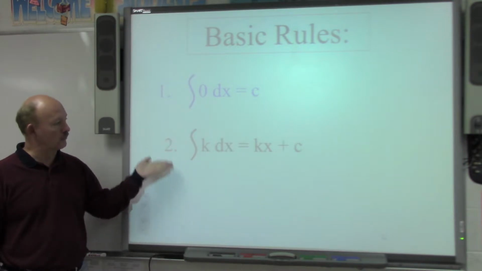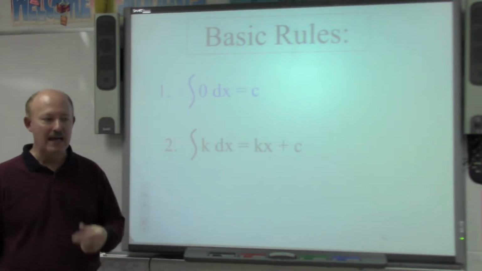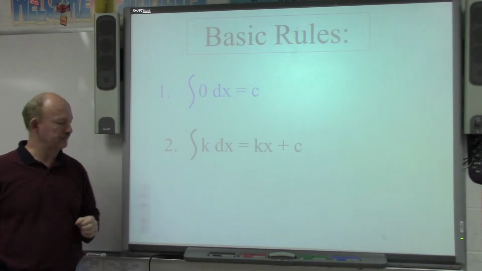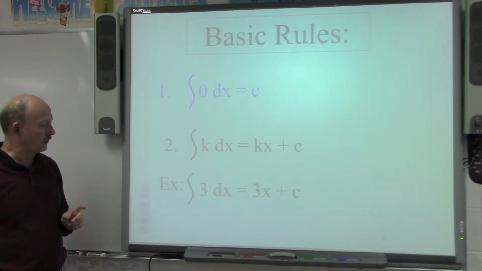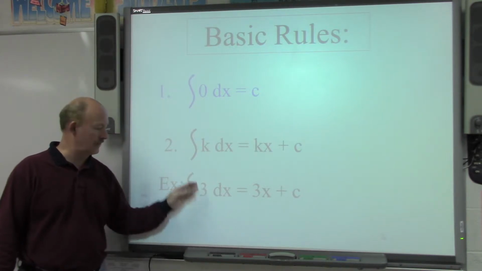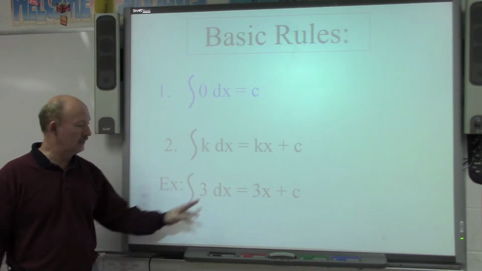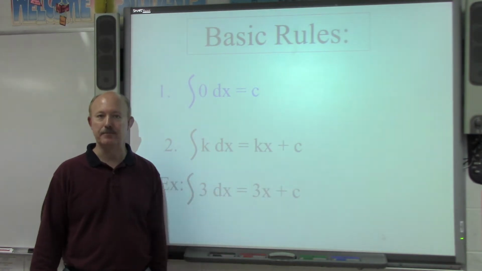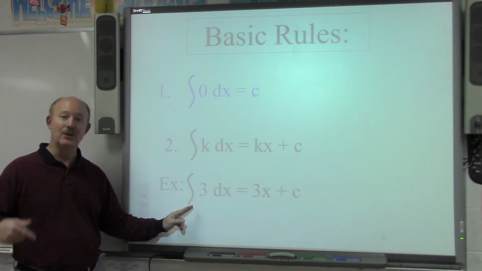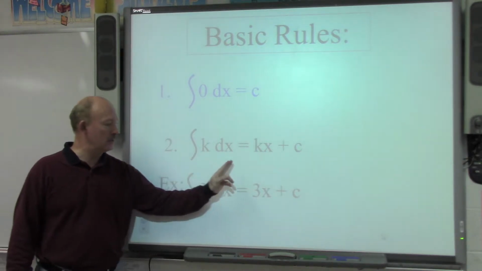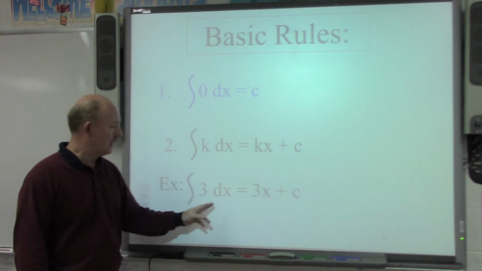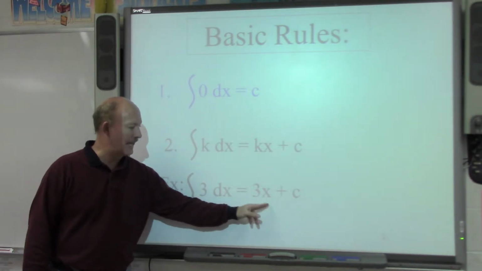This is a real simple rule, but it's important that you remember it when you find the antiderivative of a number. For instance, the antiderivative of 3 with respect to x. The antiderivative of 3 dx is 3x plus c. Remember, if you were taking the derivative of 3x, it would give you 3. So for the antiderivative of 3, you add the variable plus your constant of integration.